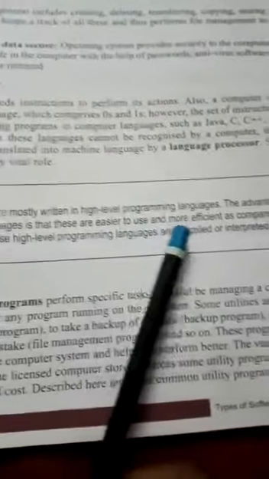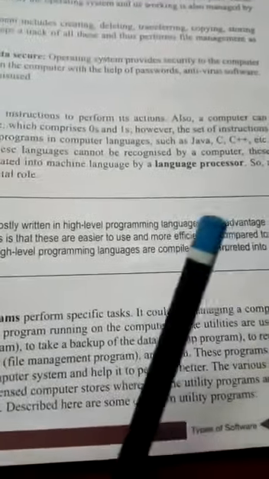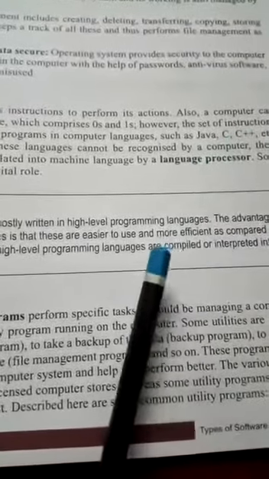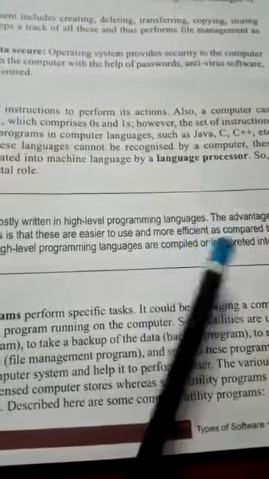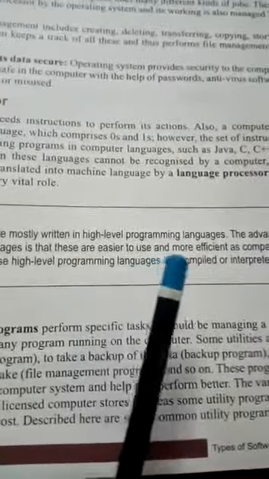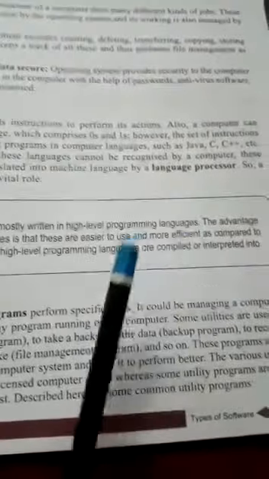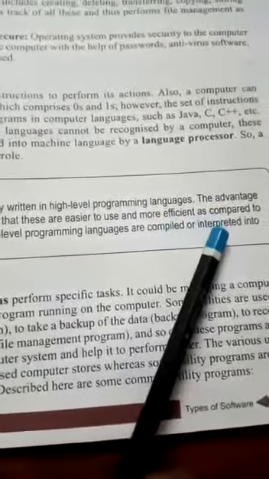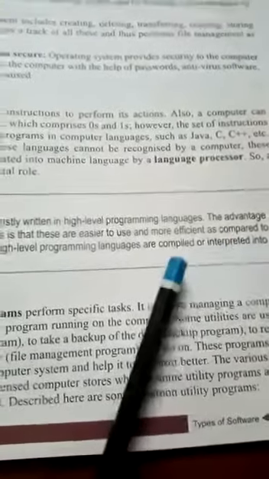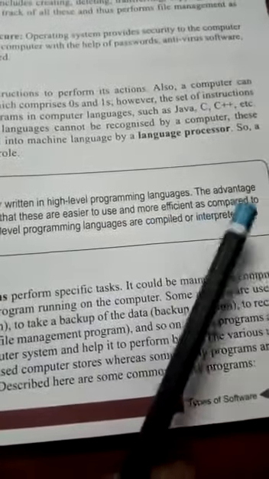These high-level programming languages are compiled or interpreted. These are the translators. As I said, this English program will be converted into zeros and ones, and after processing, those zeros and ones will be converted back into English, so that we can understand, and the computer can also understand its own language. That work is done by the compiler and interpreter. These are the translators. So these high-level programming languages are compiled or interpreted into machine language. These are the translator programs.